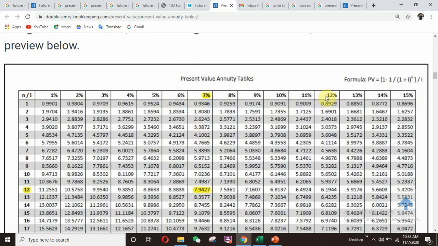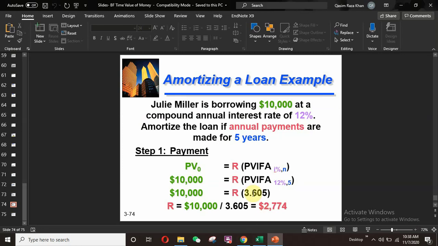So we will find the value at the time period of 5. The value is 3.60. If you can see here, the interest rate of this column is 12% and the time period of this row is 5. So the value of our desired problem is 3.60. So we simply copy this value and paste here, that is 3.605, and after that we will bring the R on the left hand side, and we simply divide 10,000 by 3.605, and here is our annual payment, that is $2,774.